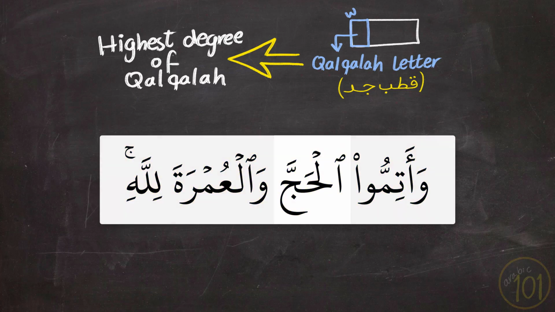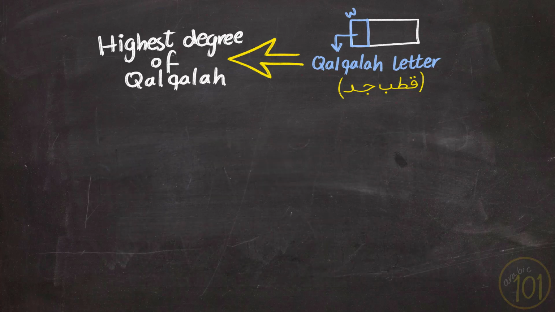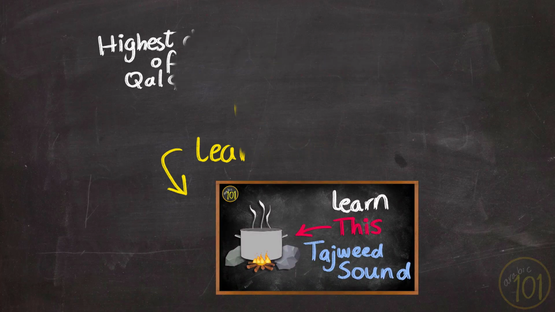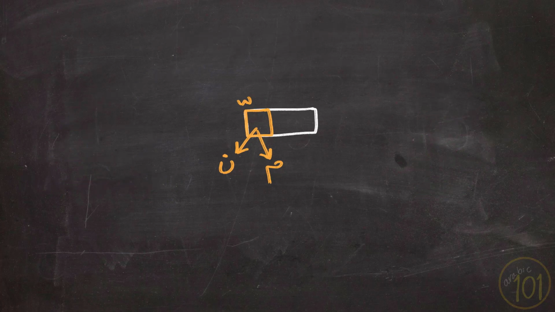So as you can hear, we said بِالْحَقِّ and we didn't say بِالْحَقِّ, and we said الْحَجِّ, not الْحَجِّ. So applying qalqala properly at the end of these words will take care of the fact that these words end with a shaddah. And if you want to learn more about qalqala and how to execute it properly, then you can check out this lesson.